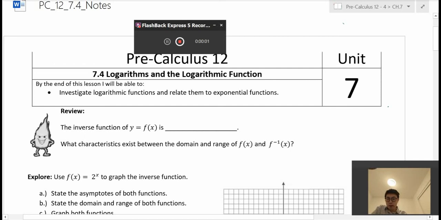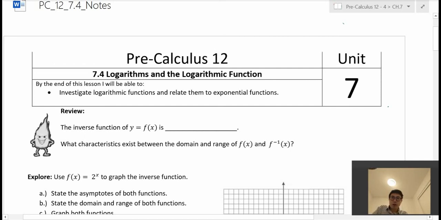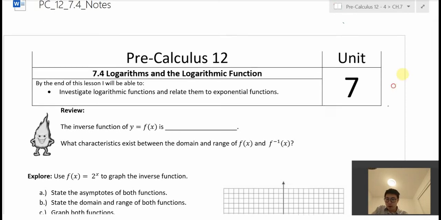All right, welcome back. We are moving on to the third lesson in Unit 7, though it's 7.4, but we are going to be looking at logarithm and the logarithmic functions today.